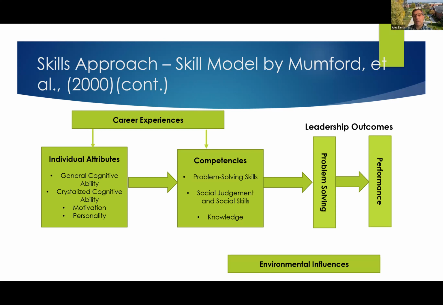And then the last one is the environmental influences, and environmental influences could impact all of the other three elements in this model. So environmental influences could be internal or external. They could impact individual attributes, from crystallized cognitive ability to motivation, even personality to some extent, and obviously could impact problem-solving skills, social judgment, knowledge, and then could have a direct impact on the outcomes.